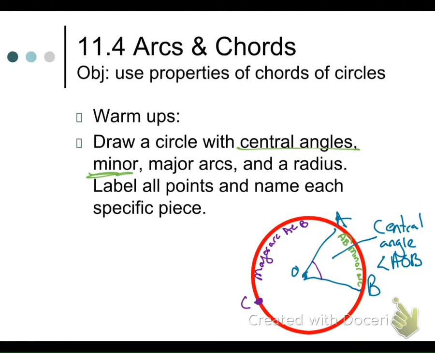And then we had the minor arc, which was AB. And we had our major arc, which is ACB, and we had to put that arc above it to tell us that was our major arc. We also have to identify our radius. So can somebody tell me one of our radii?